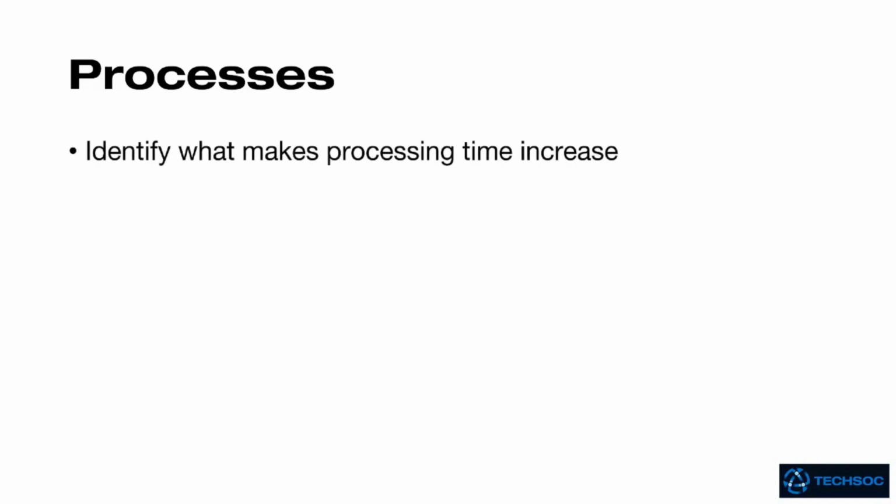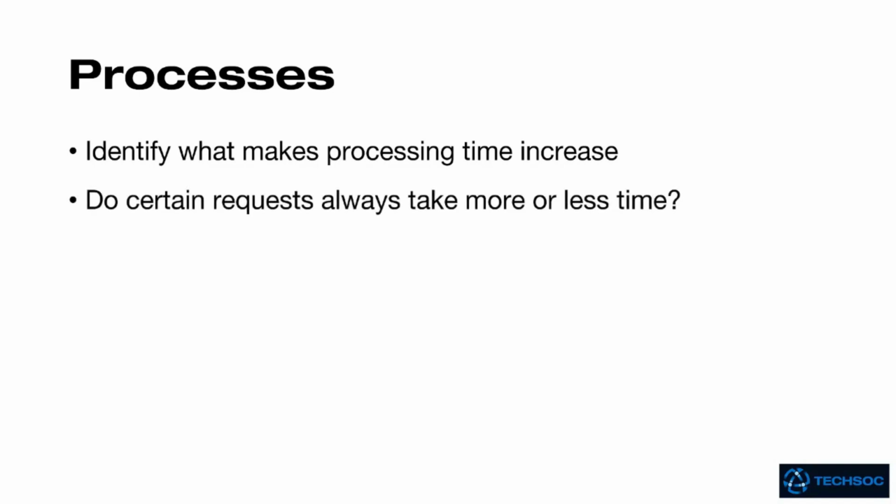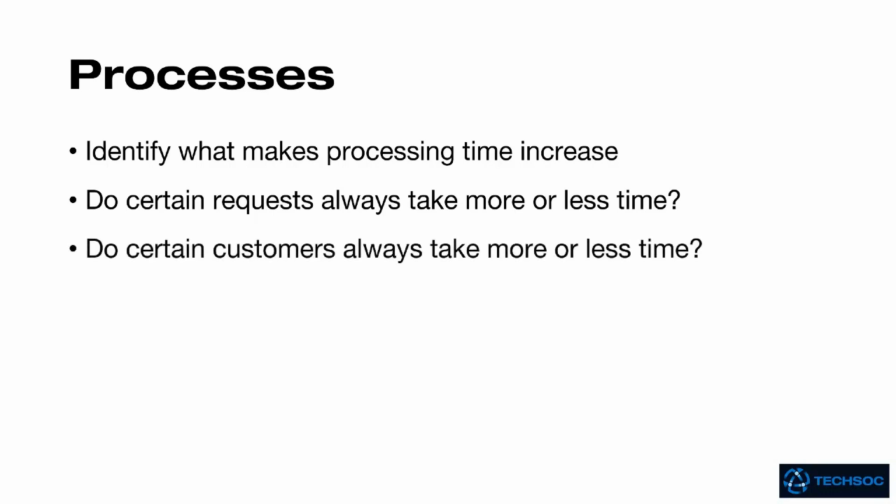Now let's take a look at processes. First, ask what makes wait times increase and how you can solve those problems. For example, do certain requests always take more or less time? If you can identify those that do, then perhaps you could bring in a supervisor to handle those requests while the frontline employee handles the next request that comes along.